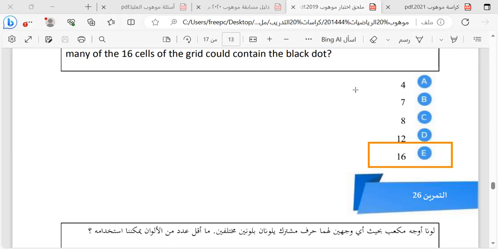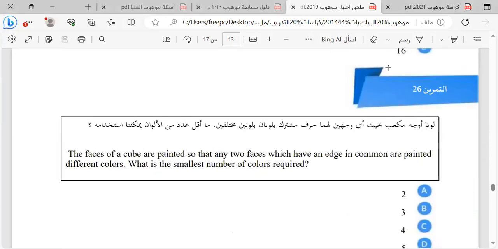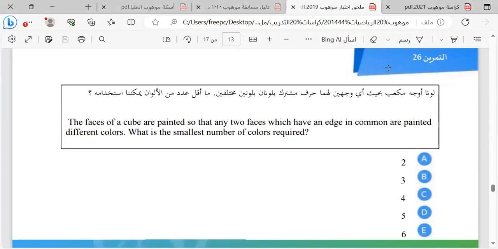Okay, my student? Okay. It's easy. L-shaped. Okay, we will take the last question also. We have time. Here, number 26. Okay, who wants to read?